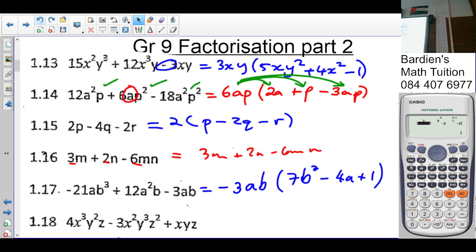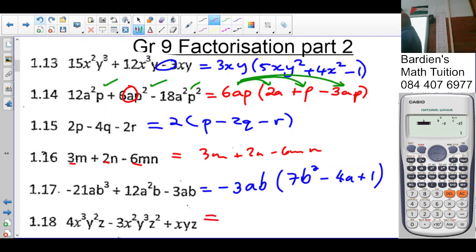Sorry? Who got that right? How many times did you get it wrong? What is your answer? Shira, so what did you write? 3m? So you wrote the m here instead of n. Oh, so you're making up your own sums. Nice. Okay. So let's look at number 1.18.